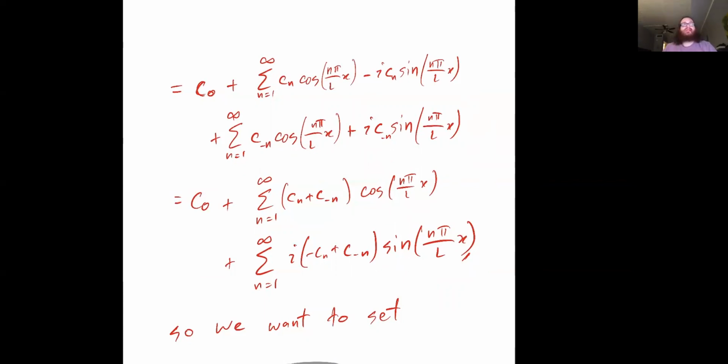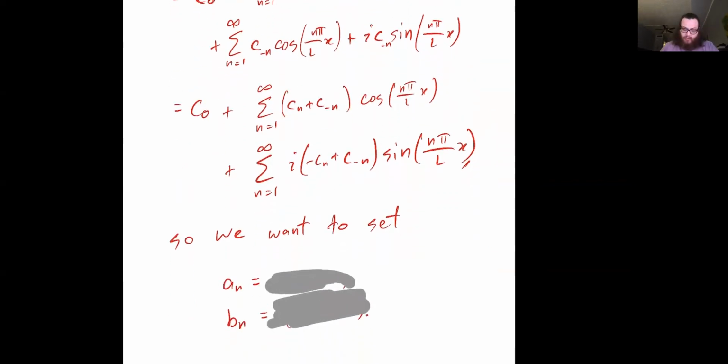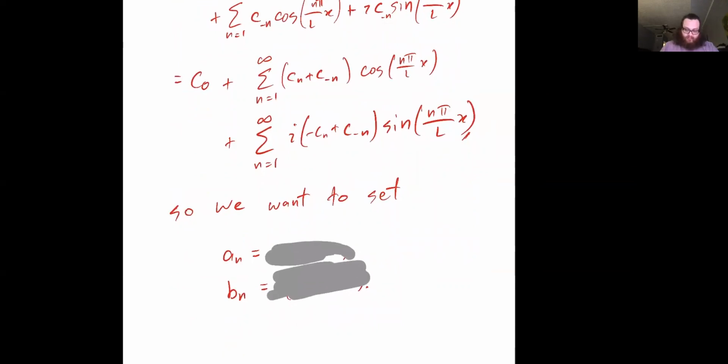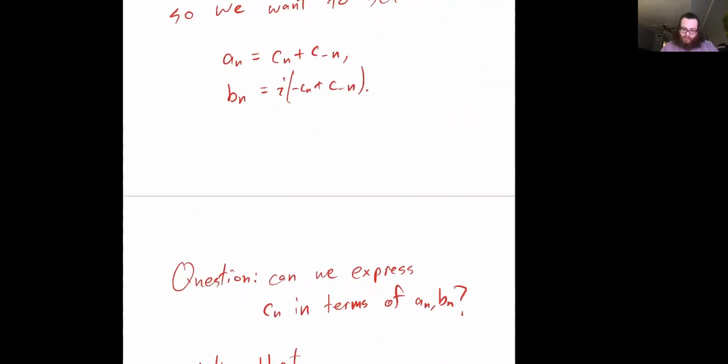So if we want to relate this back to our original Fourier series in terms of cosine and sine, the question is, what do these coefficients become? Well, the coefficient for cosine we called a sub n, so we want to set a sub n to be this thing right here. What about b sub n? Well, b sub n is the coefficient of sine, so we want to set b sub n to be that thing.